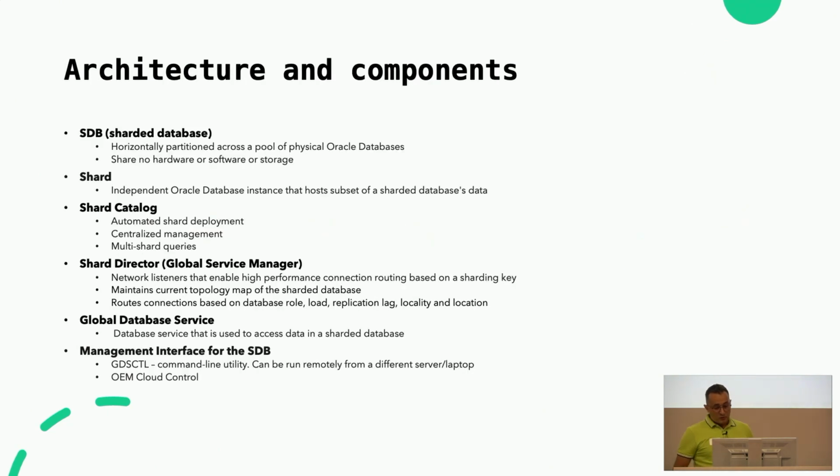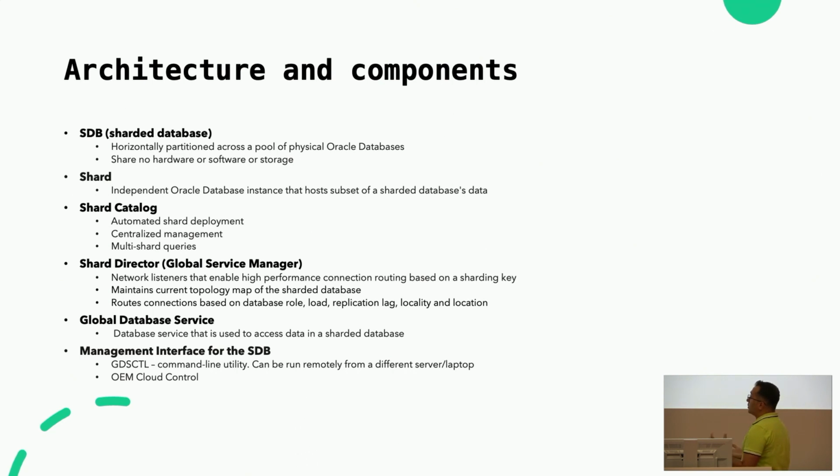Now, what is the architecture on a high level, super high level? Sharded database is just a name. It doesn't exist like an installation binary. It's a concept, right? A sharded database basically has major components: shard catalog, shard director, and global database service. A shard is a standard Oracle 21c database. You download it from the official Metalink URL, and then you install it. However, a shard is basically an independent Oracle database which hosts only a subset of the data.